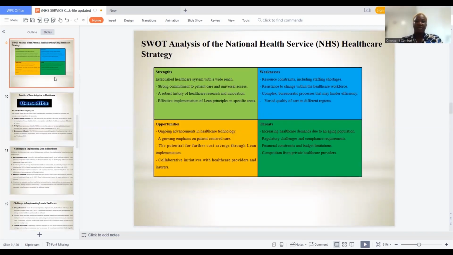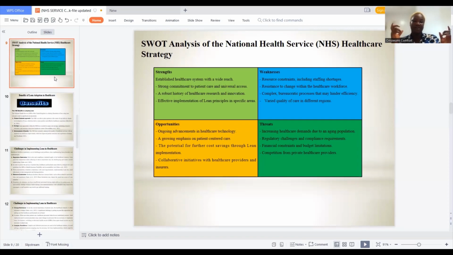I will be talking about the SWOT analysis of the NHS. The healthcare strategy has several strengths, including its established system, commitment to patient care, and history of research and innovation. However, it also faces weaknesses such as resource constraints and resistance to change. There are opportunities in advancements in healthcare technology and patient-centered care, but threats include increasing healthcare demand and competition from private providers worldwide.